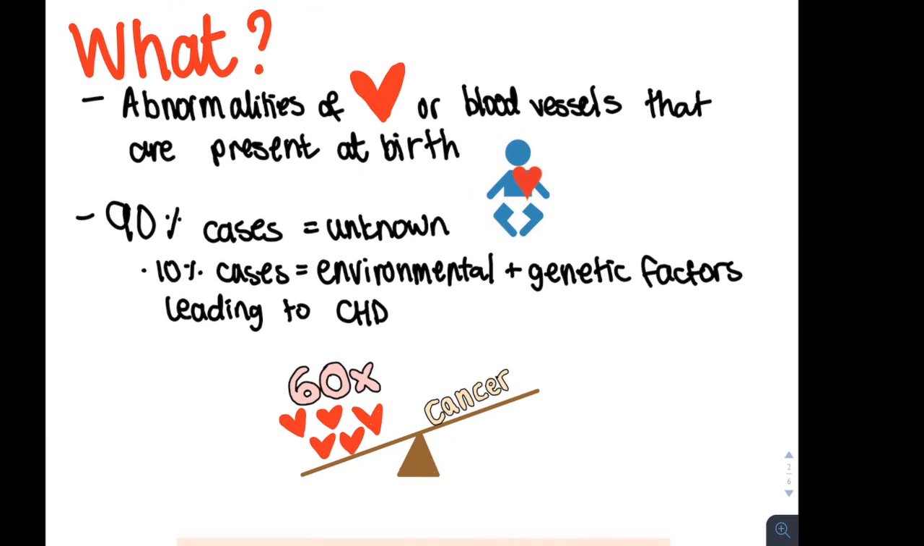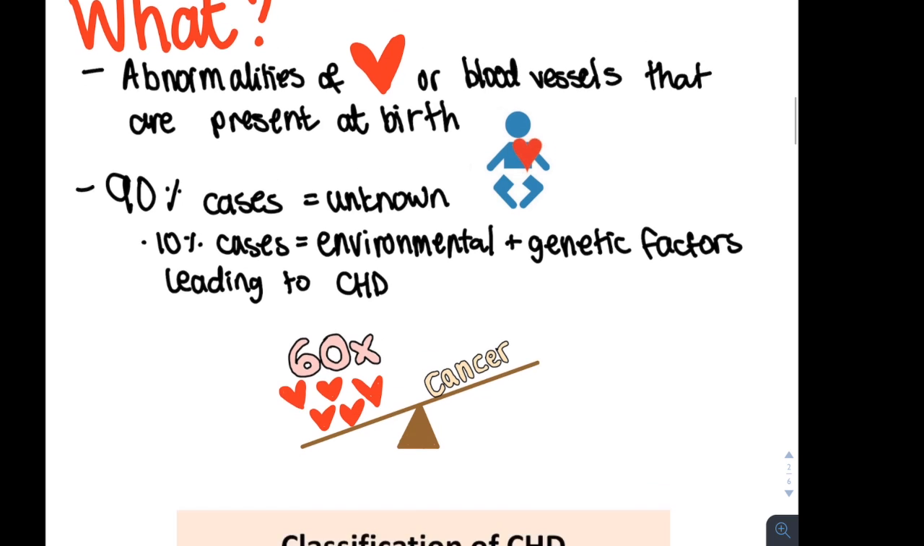So, what is congenital heart disease? It's actually just abnormalities of the heart or the blood vessels around the heart that are present at birth. About 90% of these cases have no known cause. However, the other 10% of the cases are due to environmental or possibly even genetic factors. It's actually 60 times more likely for your baby to end up with a congenital heart disease than to be born with cancer.